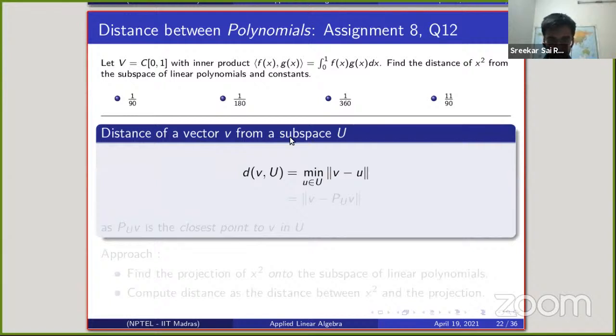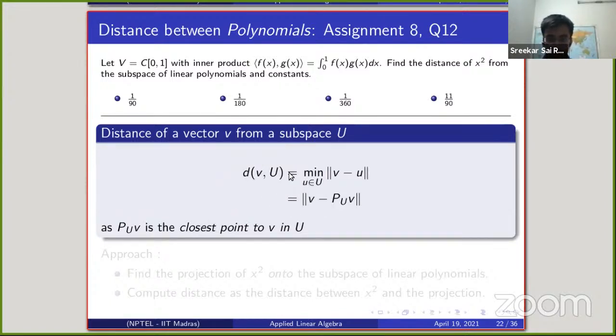The way we define the distance of a vector v from a subspace U would be minimizing the norm of v minus u, where u belongs to the subspace U that we want to project it onto. So the subspace U is basically this subspace of linear polynomials. So this would be the distance from a subspace.